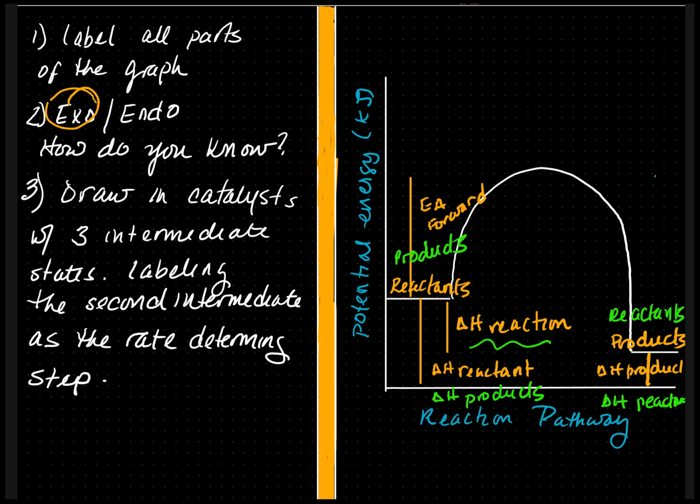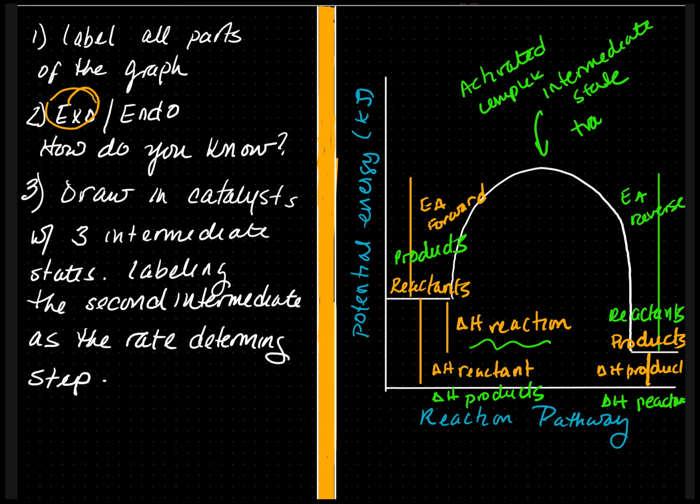The activation energy is now right here, EA. My right side are my reactants, and activation energy is always measured from the reactants to the top of the hill. So this is going to be my reverse. In the middle right here, this will always still be the activated complex, the intermediate state, or transition state.